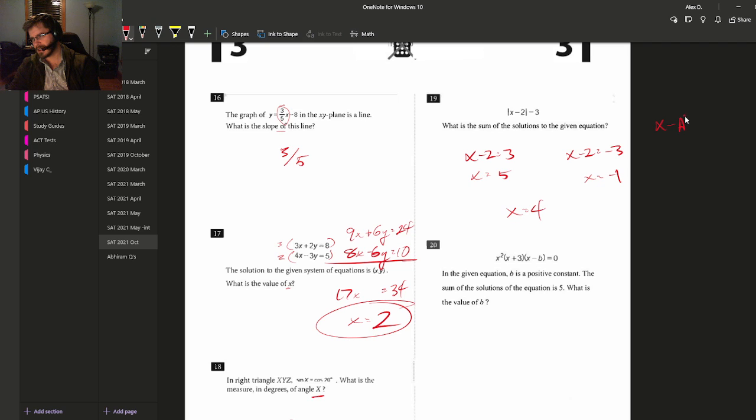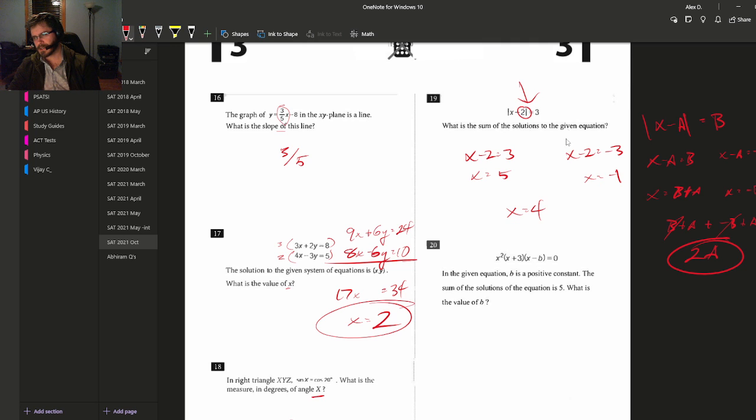x minus a equals b, x minus a equals negative b. x equals b plus a, x equals negative b plus a. Sum of the solutions: b plus a plus negative b plus a, the b's cancel out, and you get 2a is the sum of solutions, and that is the generalization of it.